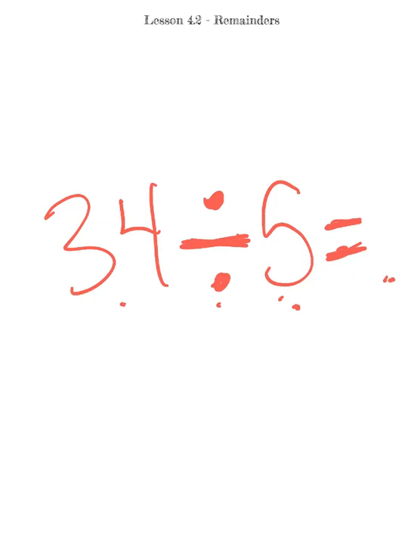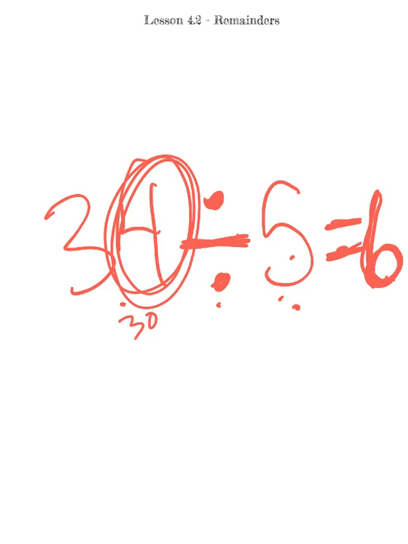Too many. So now I know 6 times 5 is 30. But how many are left over? 4 are left over. So my answer would be 6 with a remainder of 4. All right.